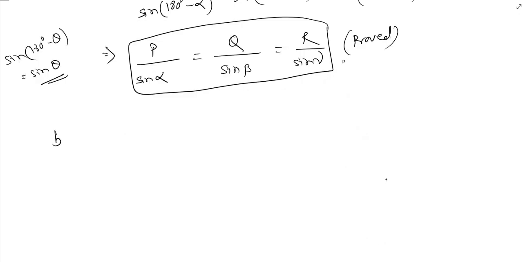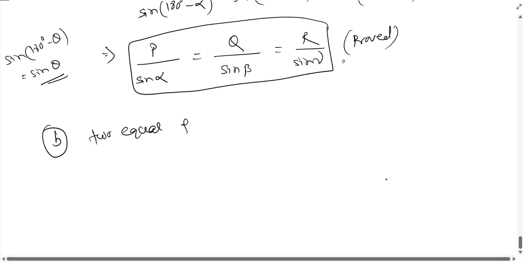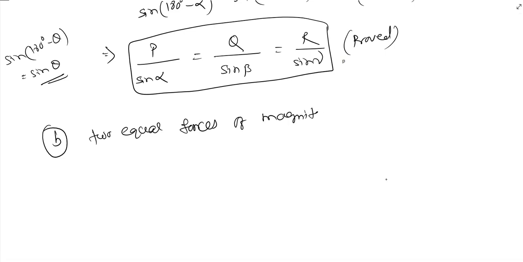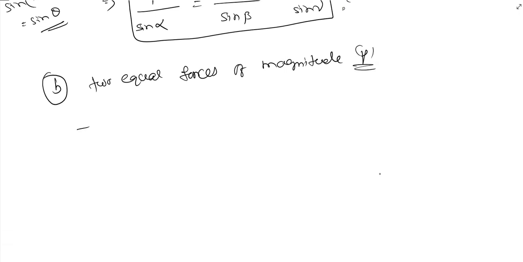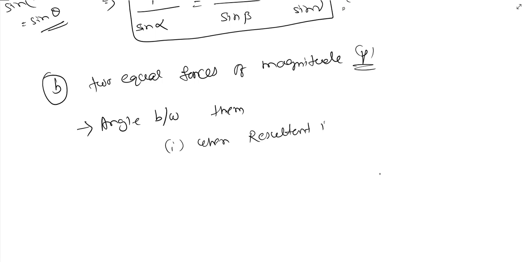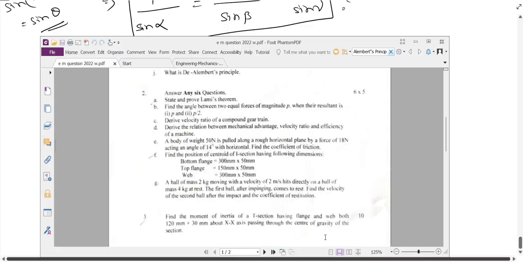Question B, two equal force of magnitude P. This is given. So we have to calculate angle between them. First bit, when resultant is P. When their resultant is P.